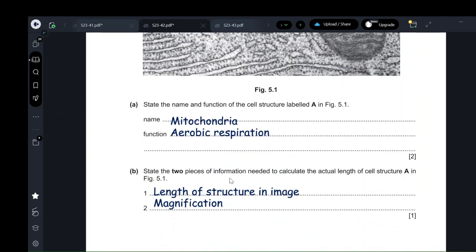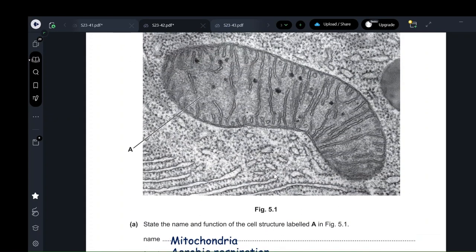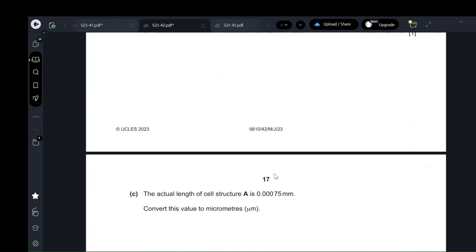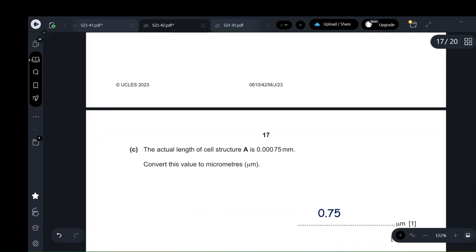State the two pieces of information needed to calculate the actual length of the structure. I need the image length and the magnification to calculate the actual length. The actual length is 0.00075. Converted to micrometers, I will multiply by 1000, from millimeter to micrometer, so it will be 0.75 multiplied by 1000.